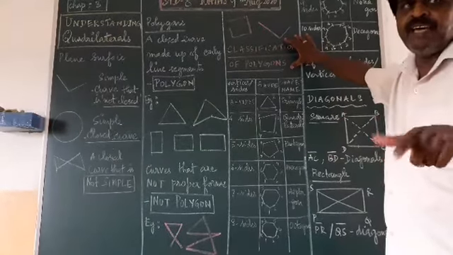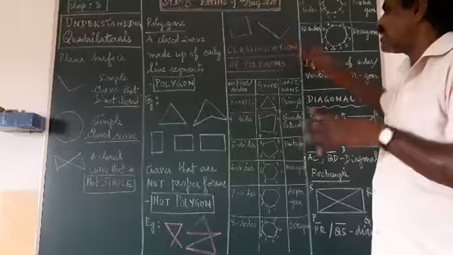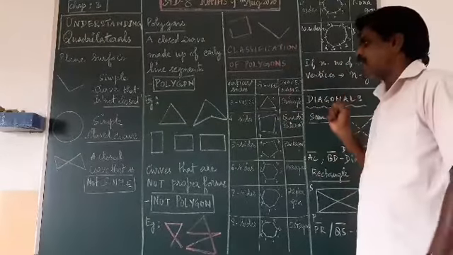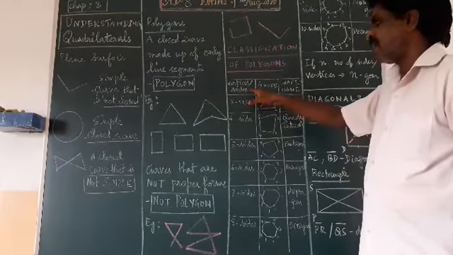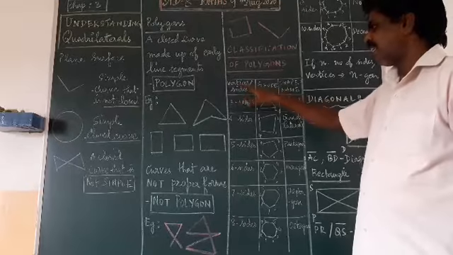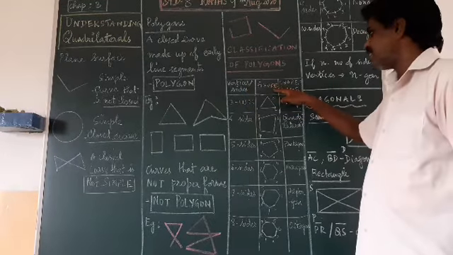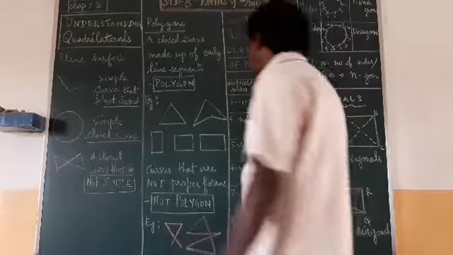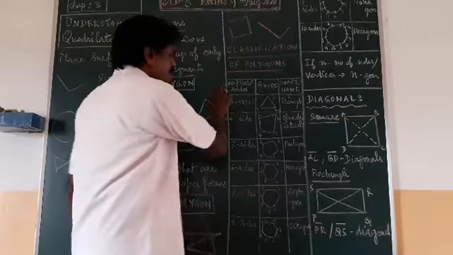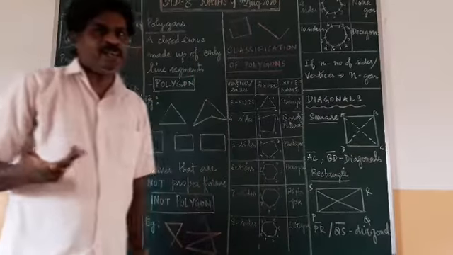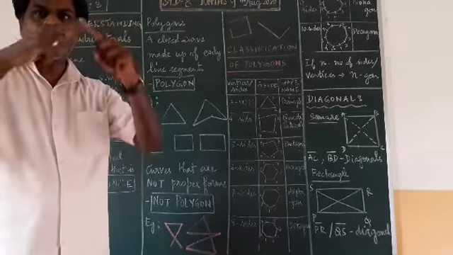Based on the sides and the line segments, we will classify the polygon. What is a polygon? I have given three columns here: vertices, sides, figure, shape, name. What is given first? When you draw a line like this, is it a polygon? No, it is a line only. It should be a closed one.